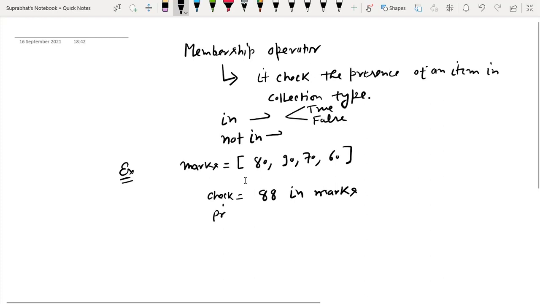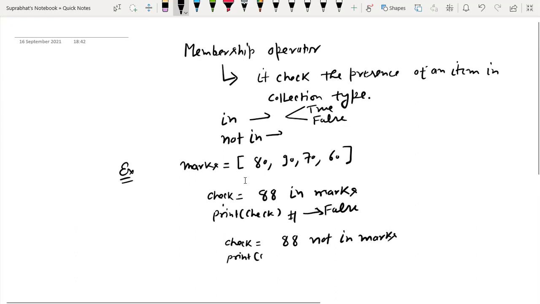So when I print check, it will return False. And if I am using it like this, check equals 88 not in marks, what will be the value of check? True. In this case it will return True. Clear? Yes, sir.